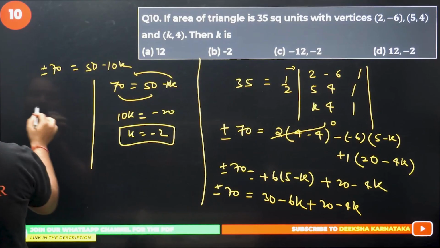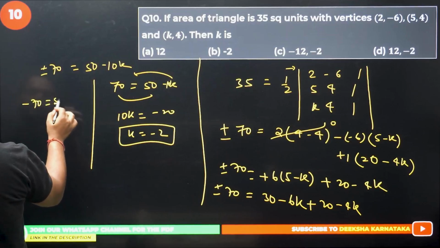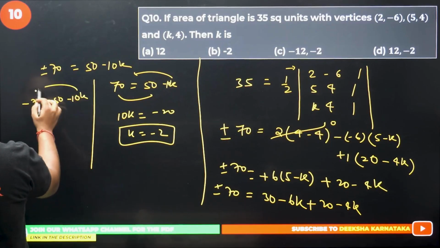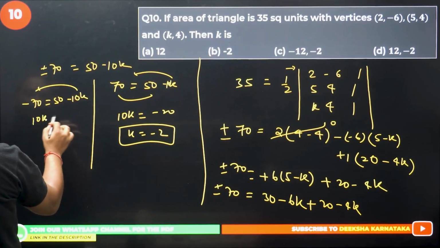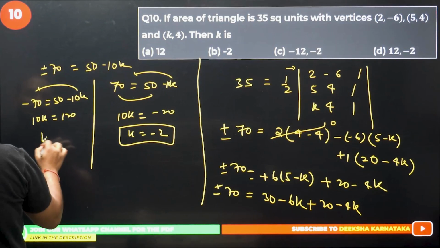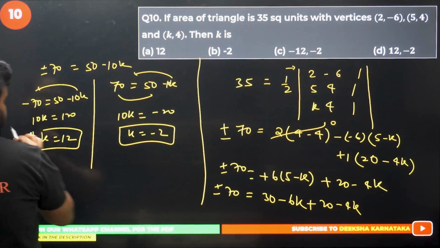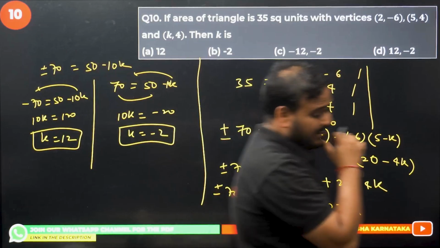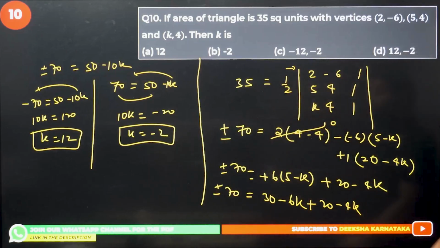For this side, what do I get? Minus 70 equals 50 minus 10k, this side, 10k equals 120, k equals 12. Check this out. Am I right? Minus 2 and 12. Guys, please cross check.